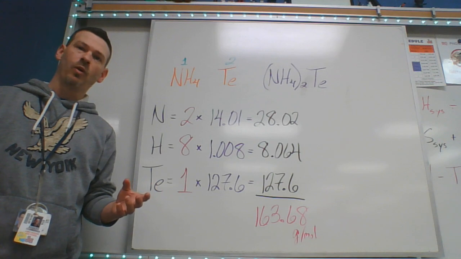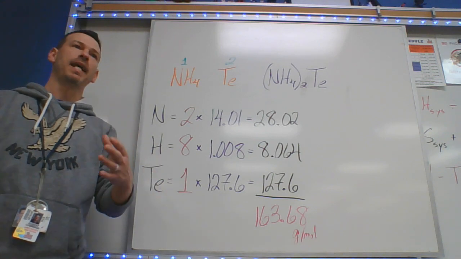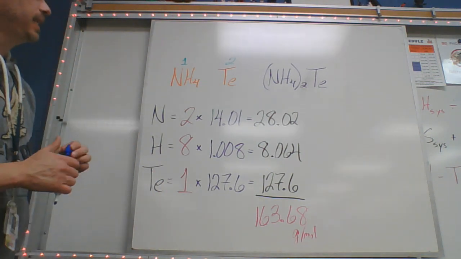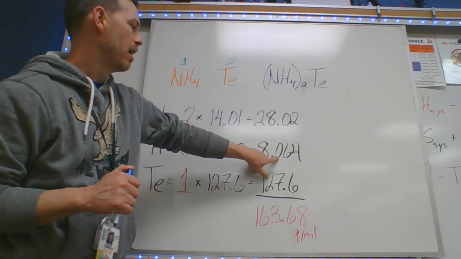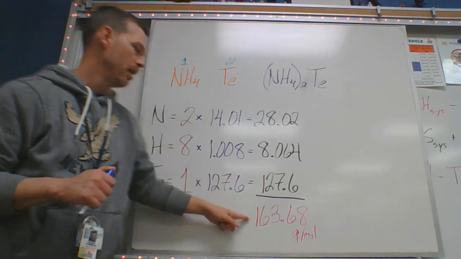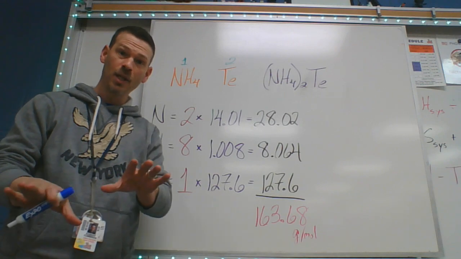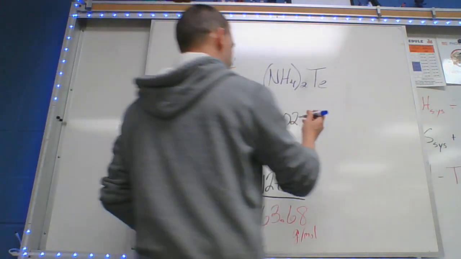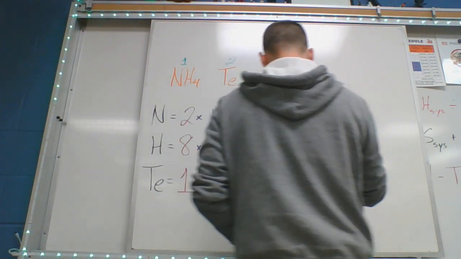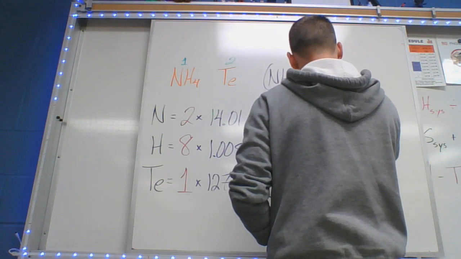But what if that's not the question? What if it wants to know the percent composition? We just continue the process by dividing these totals per element by the molar mass, times 100, because it's a percentage. So let's get that set up.